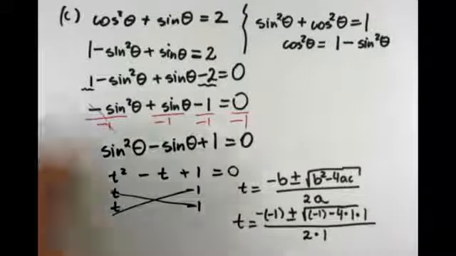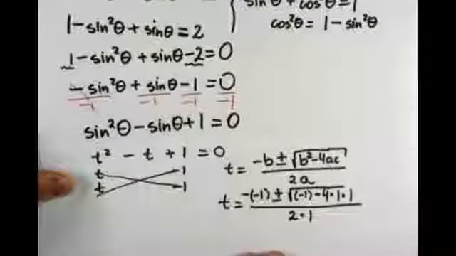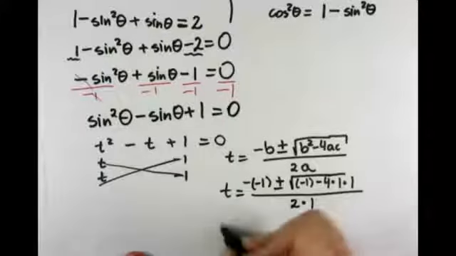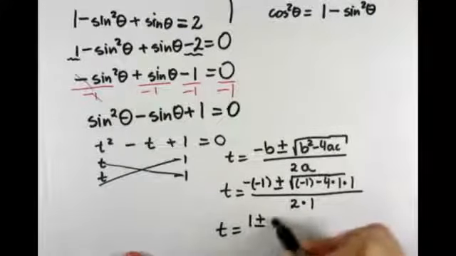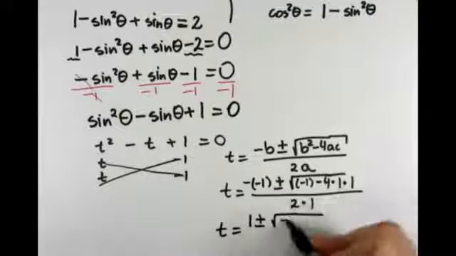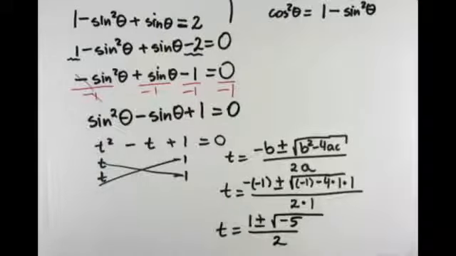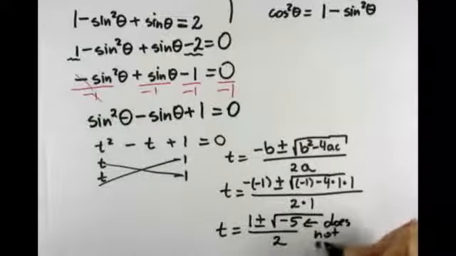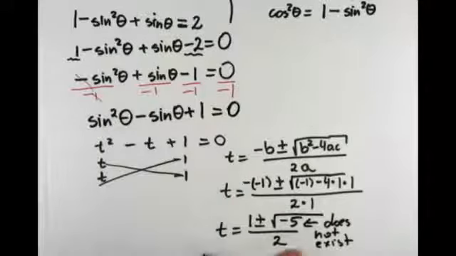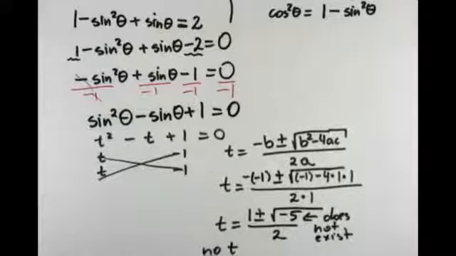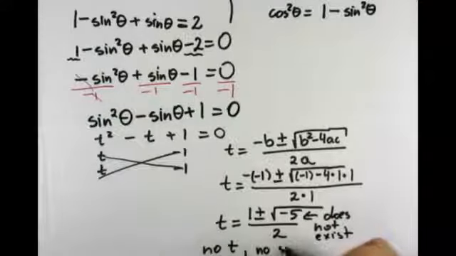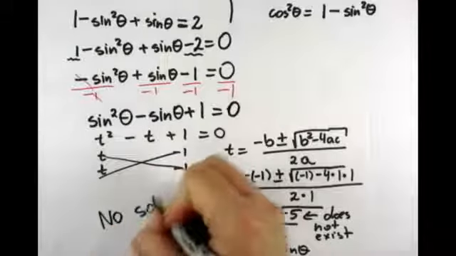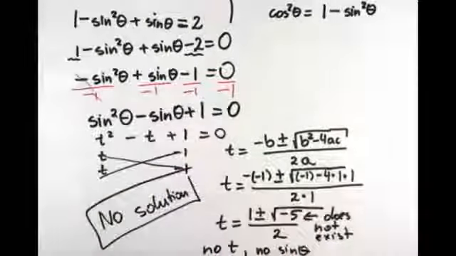So if I want to solve this, t is equal to 1 plus or minus the square root of 1 minus 4, which is minus 3, over 2. The square root of a negative number does not exist in real numbers. So there is no t. And t was sine, so there is no t, and in the same way, no sine theta. So in other words, there is no solution.